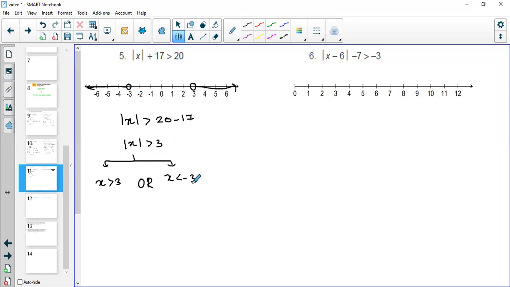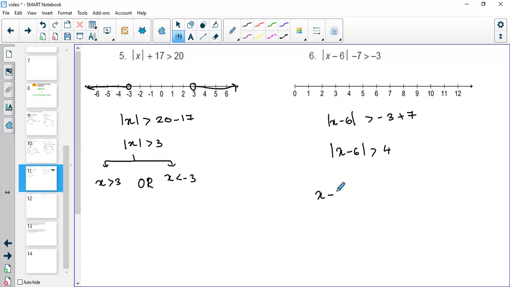If you cannot still write them in an inequality form, then you need to use the word or to separate the two inequalities. Right, so let's check this out. x minus 6 is greater than negative 3 plus 7, which means the absolute value of x minus 6 is going to be 4. Again, give the two possibilities.